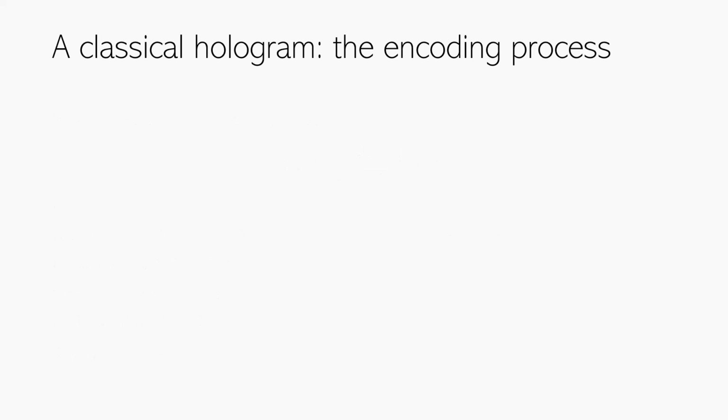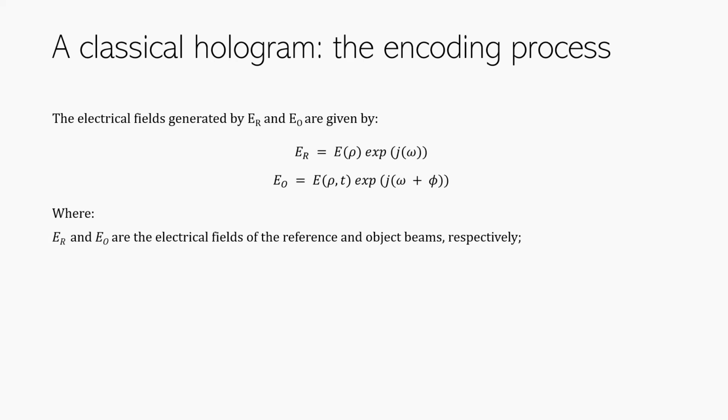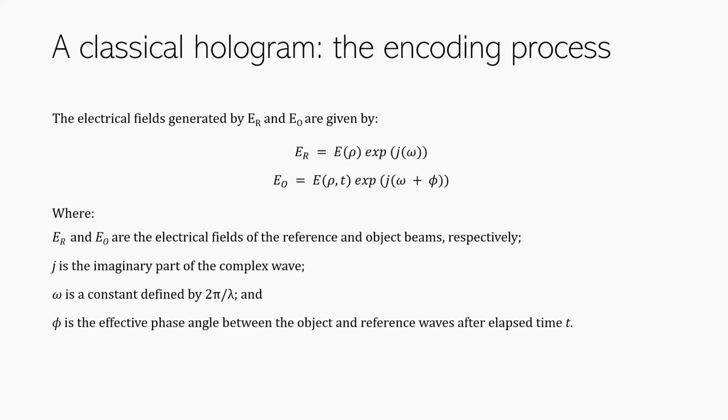And now we'll generate fields from these complex waves. The electrical fields generated by ER and EO are given by these two equations, with a phase angle difference between them. Where ER and EO are the electrical fields of the reference and object beams, respectively. J is the imaginary part of the complex wave. Omega is a constant defined by 2 pi over lambda. And phi is that effective phase angle between the object and reference waves after elapsed time t.